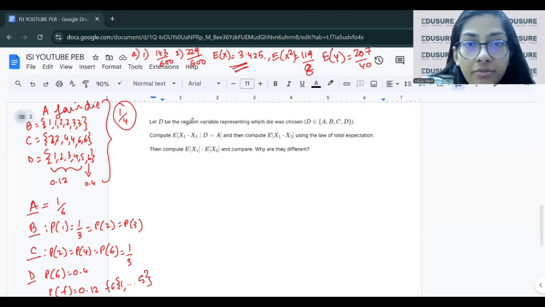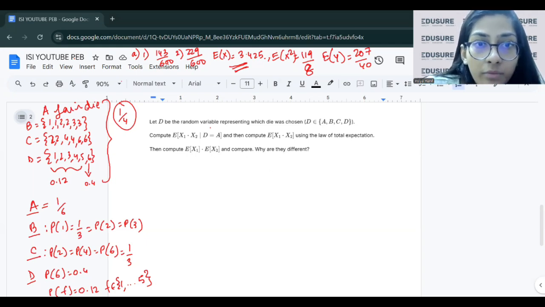Let D be the random variable representing which die was chosen. So D belongs to A, B, C, D. Compute expectation of x1 into x2 given D is equal to A, and then compute expectation of x1 into x2 using the law of total expectation. Then compute expectation of x1 into expectation of x2 and compare. Why are they different?